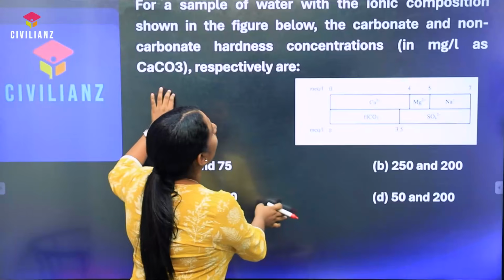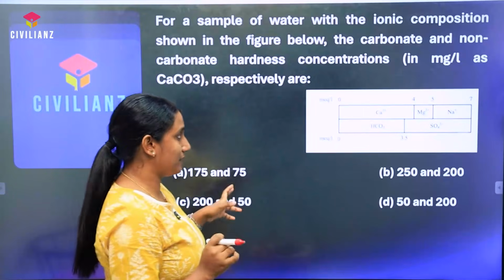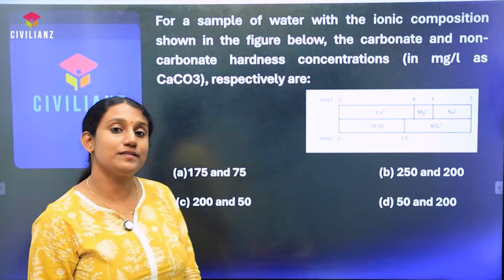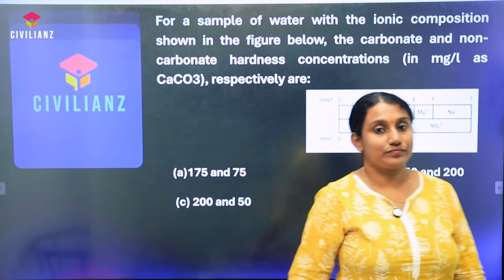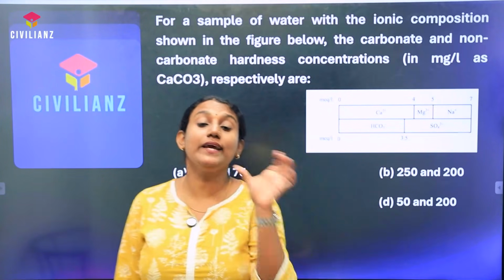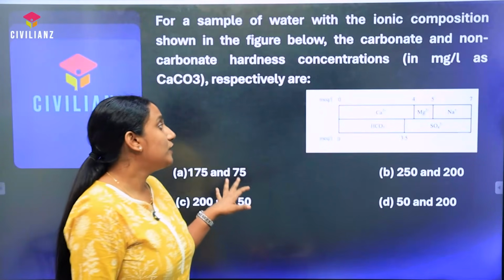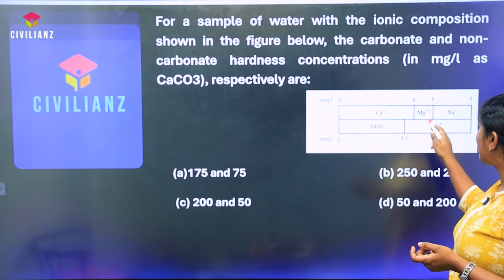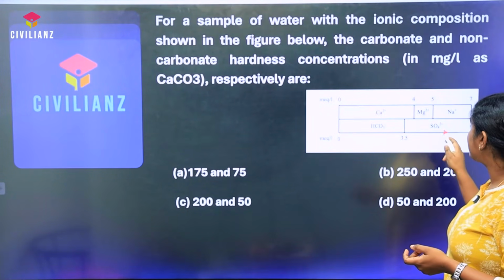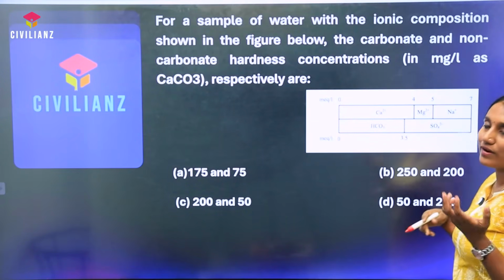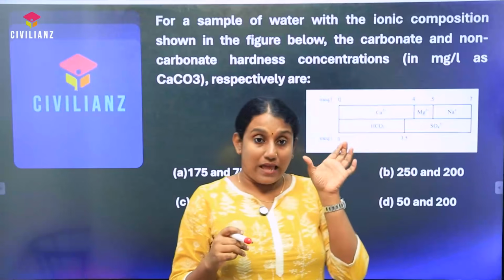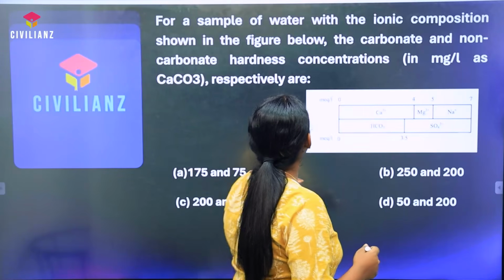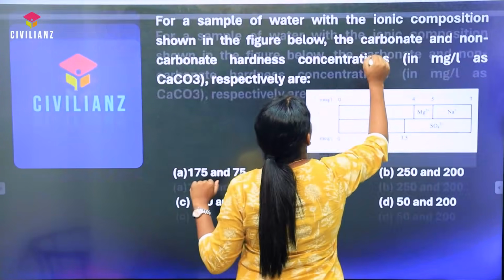We have to find out the carbonate and non-carbonate hardness. What is hardness? The hardness is caused by multivalent cations. They have given one figure here: Ca2+, Mg2+, Na+, and HCO3, SO4. These are the cations and anions given in the figure. So hardness means it is caused by multivalent cations. Which are the multivalent cations in this figure?